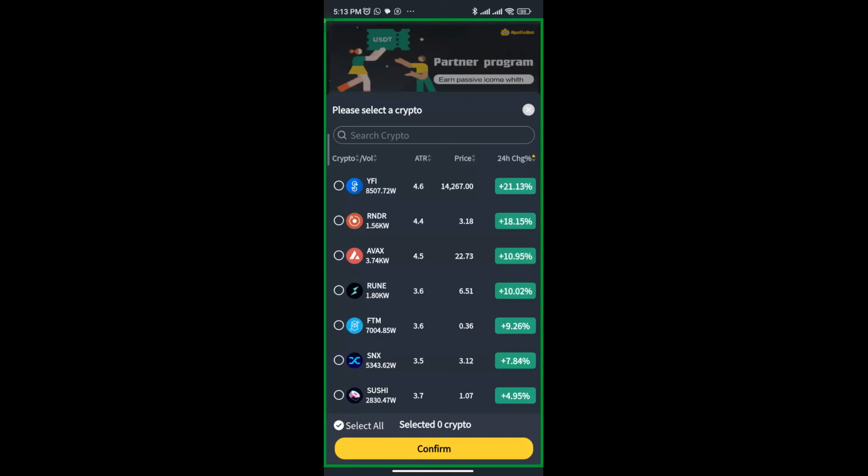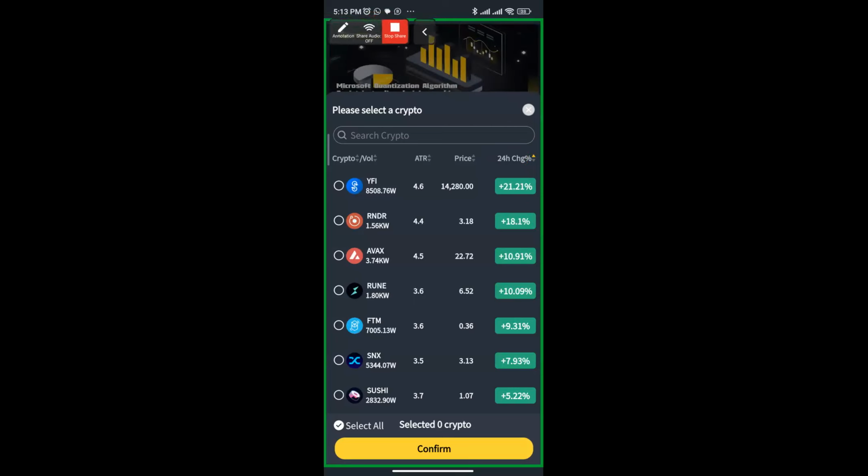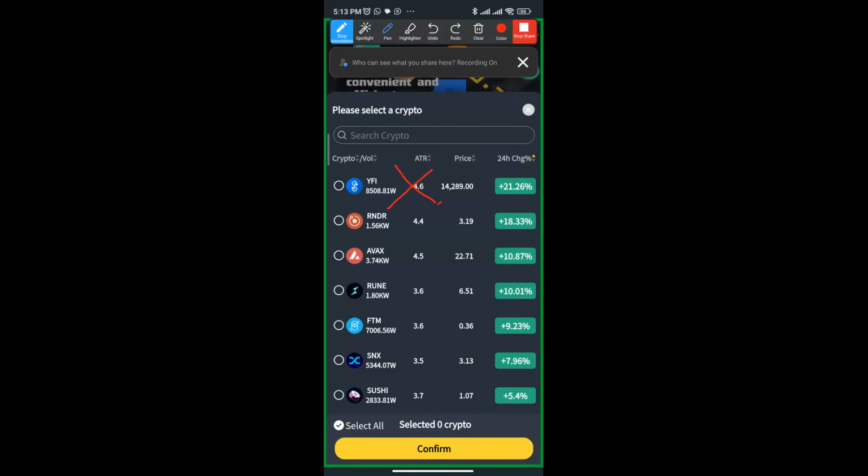So what does this mean? You wouldn't want to go into a trade with YFI. Okay, so I'm just showing us the manual system. It's a semi-auto system. So for me, this is a no, this is a no, this is a no, this is a no. You can see they are all on green. This has done 21%, this has done 18, this has done 10, this has done 10. So you would like to go for coins that are still within that 3% range.